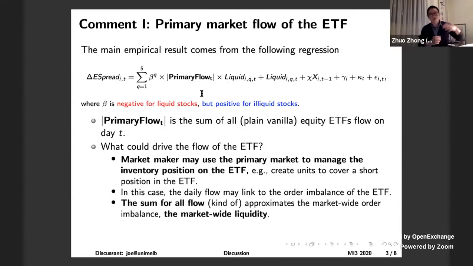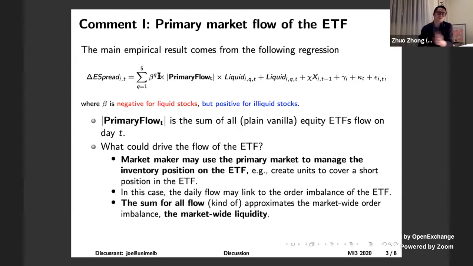Which means the primary market flow of the ETF reduces the transaction cost, the effective spread, for liquid stocks and enhances their liquidity. But it's positive for illiquid stocks, in the sense that this ETF primary market flow is not really helping the illiquid underlying stocks. They're actually hurting them and increasing their effective spread, okay?